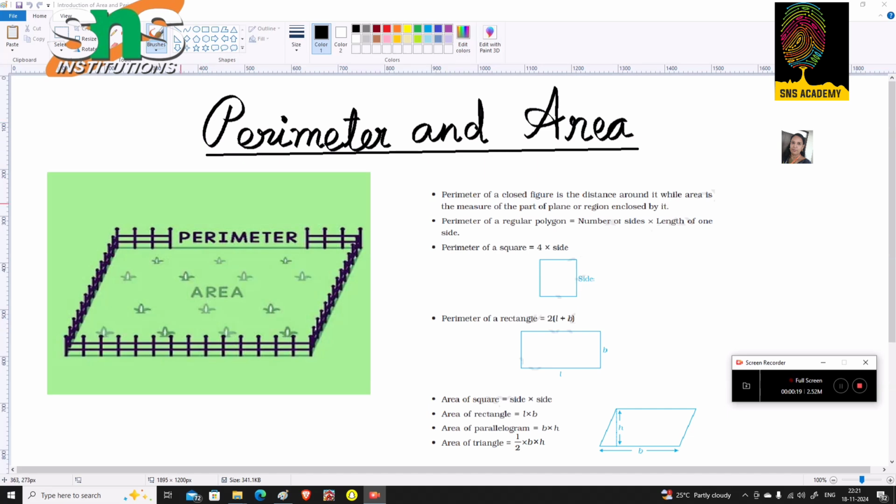So you just imagine there is a field and a farmer is planting or cultivating a paddy inside the field. That is known as area. So he is planting around the field everywhere. That is known as area.